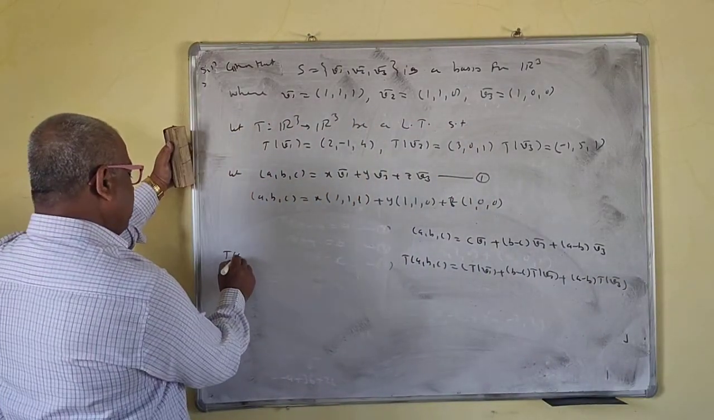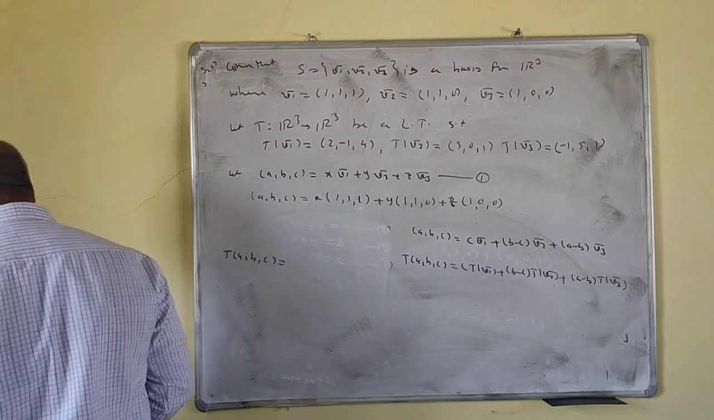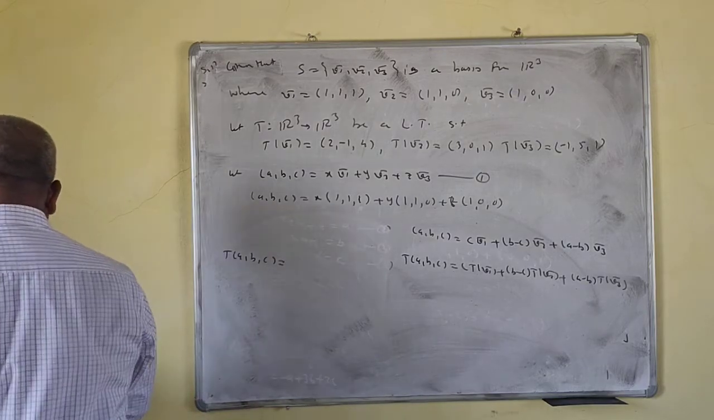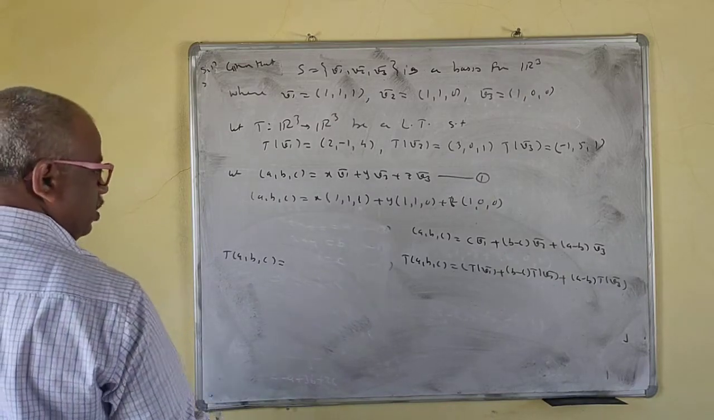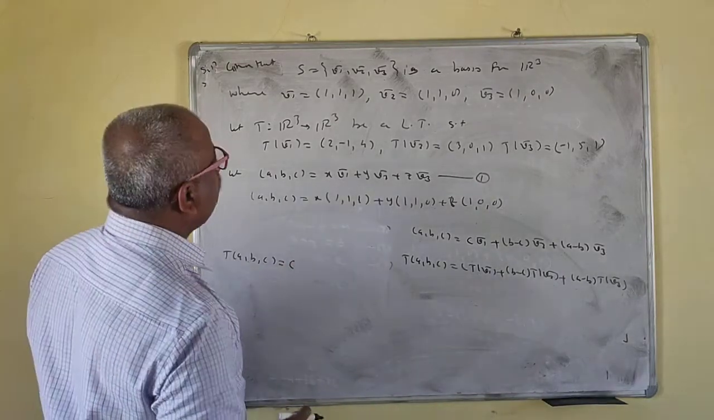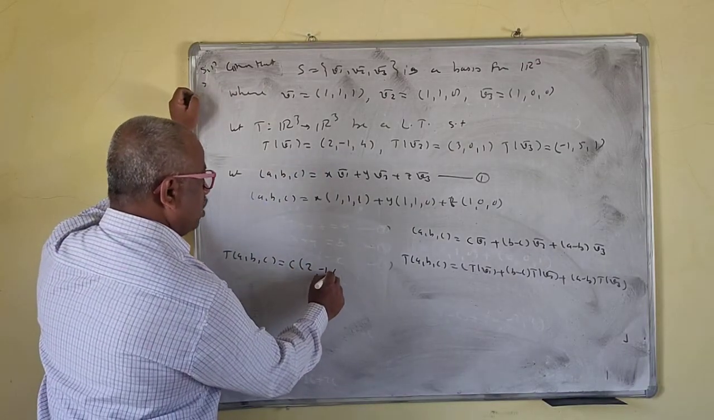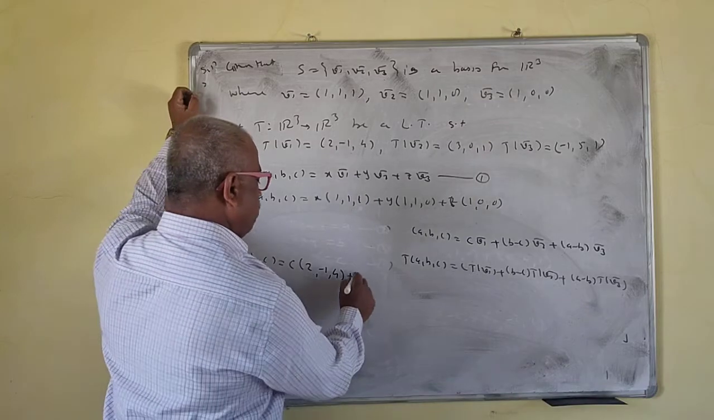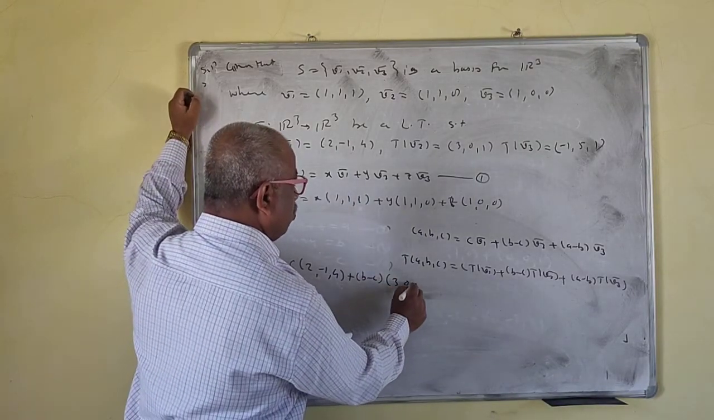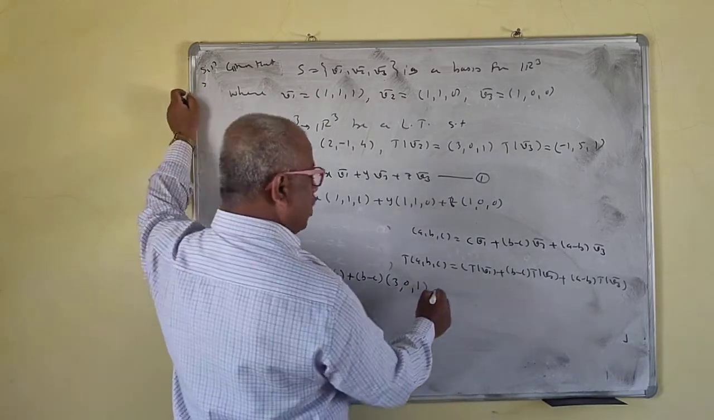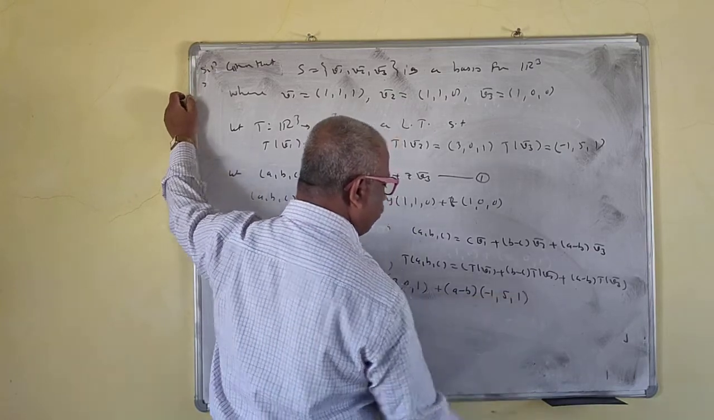So T of (a, b, c) is equal to c into T of V1 bar. What is T of V1 bar? It is (2, -1, 4), plus (b minus c) times T of V2 bar, (3, 0, 1), plus (a minus b) times T of V3 bar, (-1, 5, 1).